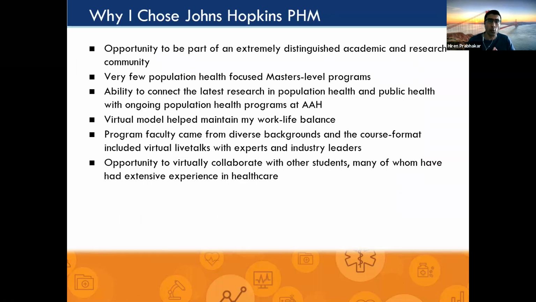So before I applied to the Johns Hopkins Master's in Population Health program, I realized how important the opportunity to be part of a highly reputed, highly distinguished academic and research community was, just a huge honor to be part of that. And at that point in time, there were very few such population health focused master's level programs. So that was a huge factor in my decision, and I still think it's one of the best decisions I've made up until this point.